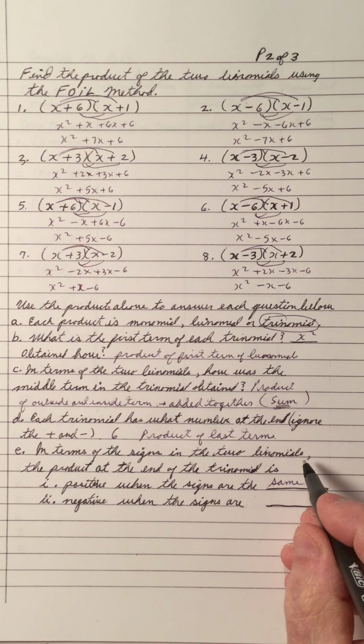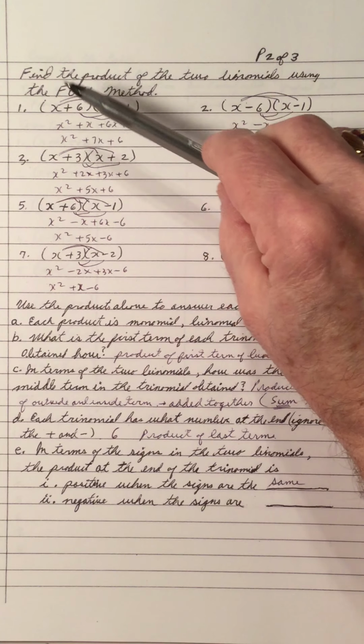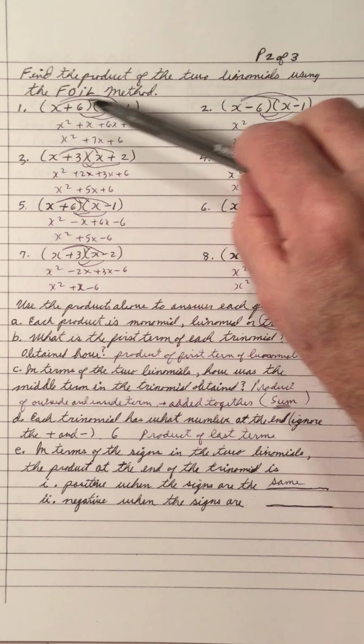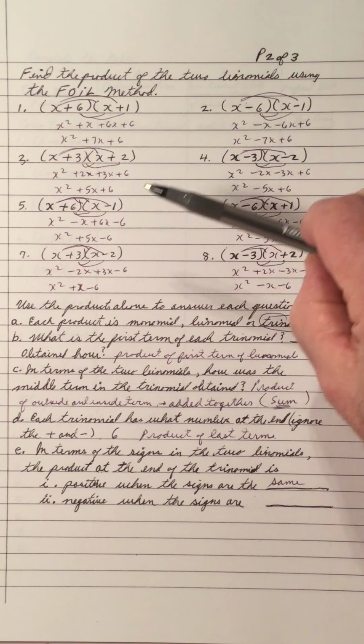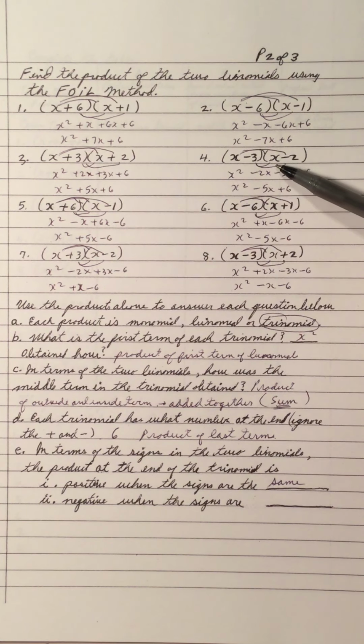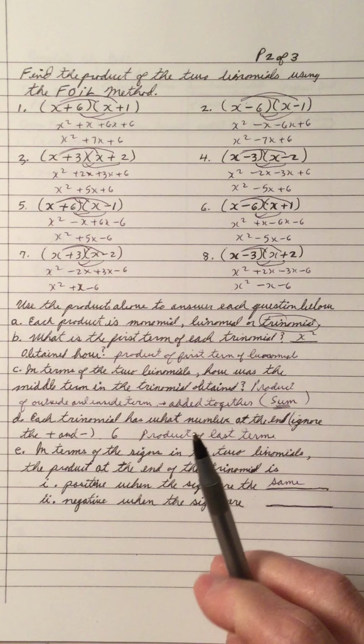It makes sense. When you multiply two positives, you get a positive. When you multiply two negatives, you get a positive. So if the last terms are pluses, the product is positive. If these terms here are two negatives, when I multiply the two negatives, I get a product of a positive. So the last term in the trinomial is positive if the signs are the same, two pluses or two minuses.